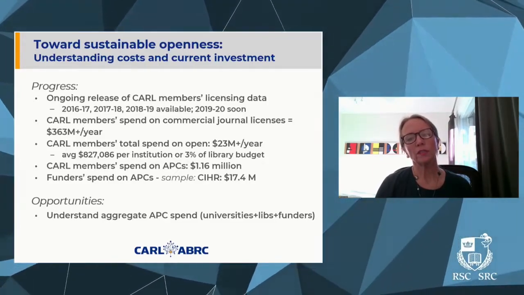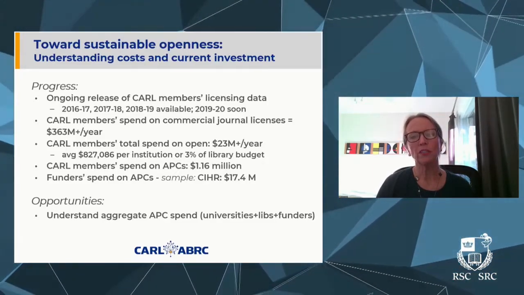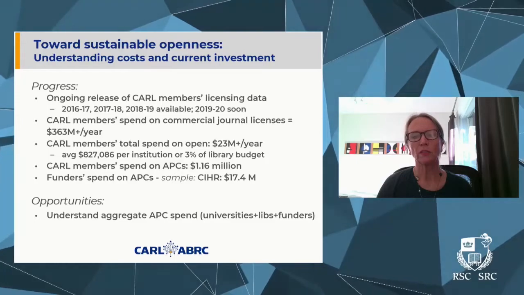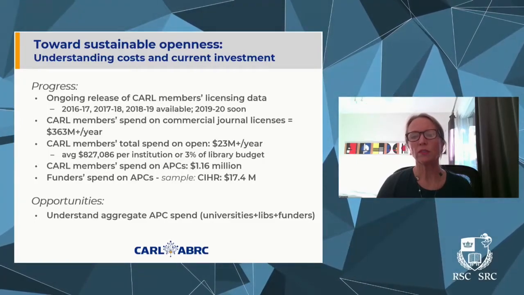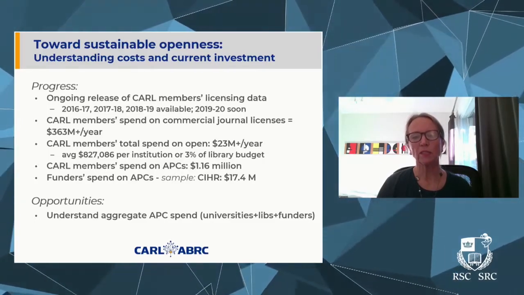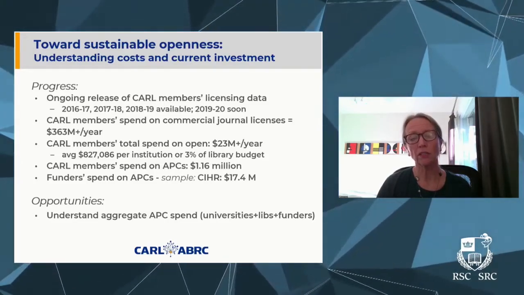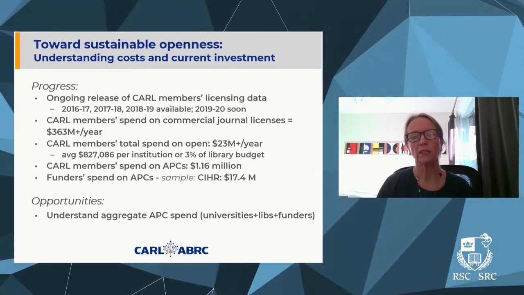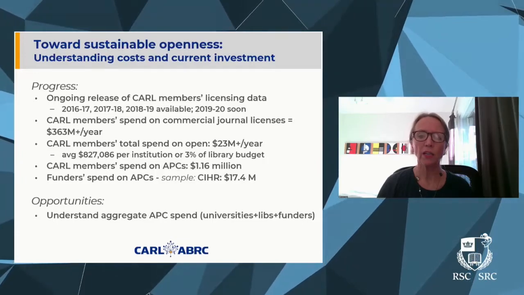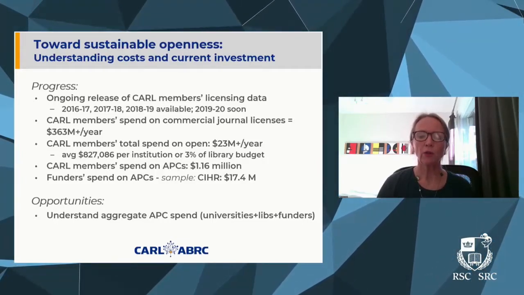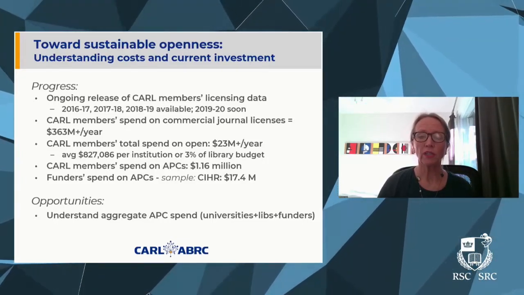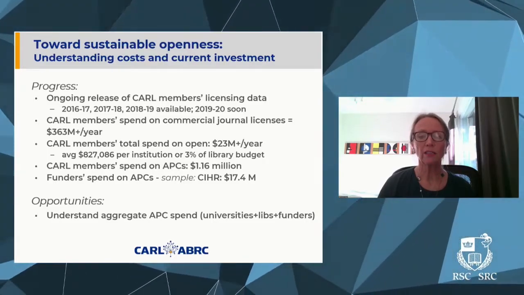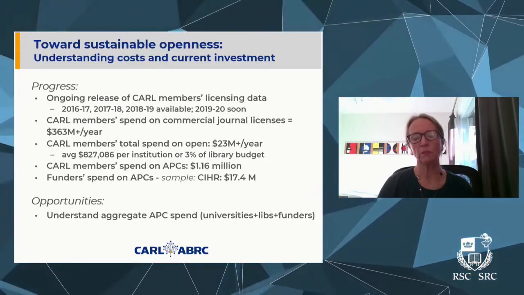To get towards sustainable openness, we first need to understand costs and expenditures. I won't speak to each of these numbers. The point is that we are getting a better sense of the costs of production, the costs of choosing the gold route to open access, what money is in the system, and who is spending what. Of course, and very importantly, in the open context, it's all public money. It needs to be wisely and responsibly spent.